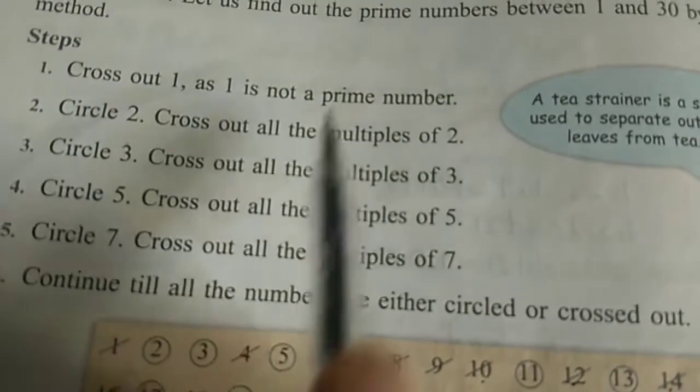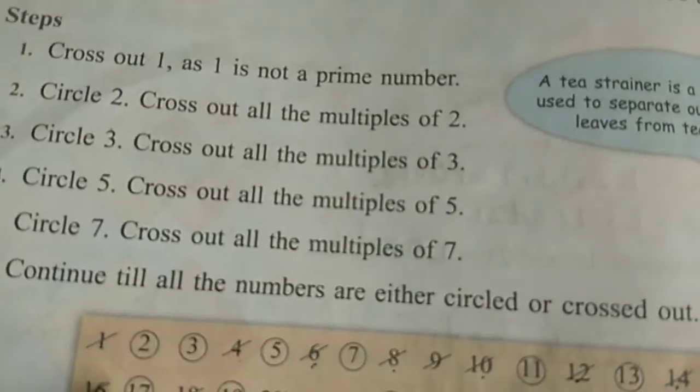And then cross out all the multiples of 3. So 3 2s are 6. Likewise they have given the order of what all we have to cross out. Now what is left over, children? 2, 3, 5, 7, 11, 13, 17, 19, 23, 29.